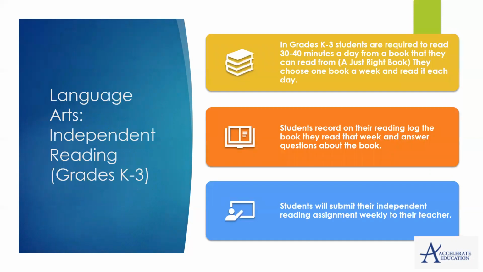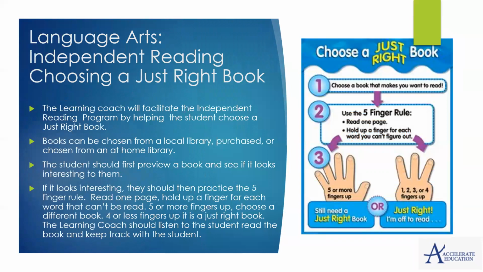For independent reading in grades K-3, we require 30 to 40 minutes per day from a Just Right book. Students record on their reading log the book that they read and answer a few questions about the book, and then they'll submit their weekly reading logs and independent reading questions to their teacher. It is important for learning coaches to help guide students into selecting just right books. Very easily, you can use the 5-finger rule to support your student.